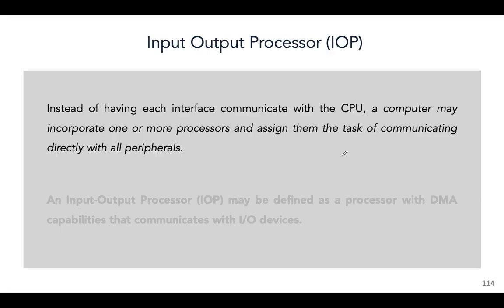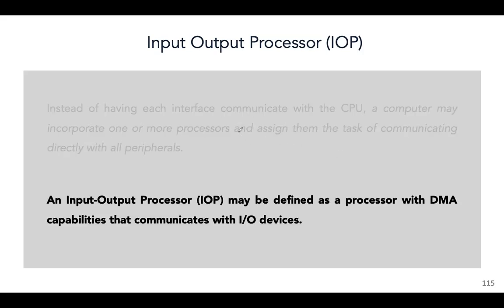So usually what we do is, we saw in the previous video corresponding to this topic, that for each peripheral device there is a separate interface, and each of these interfaces then communicates with the CPU. So instead of doing that, a computer can also combine one or more processors and give them the exclusive task of communicating independently with all the peripherals. So instead of having multiple interfaces, what we're saying is we have a single interface, a single designated processor.